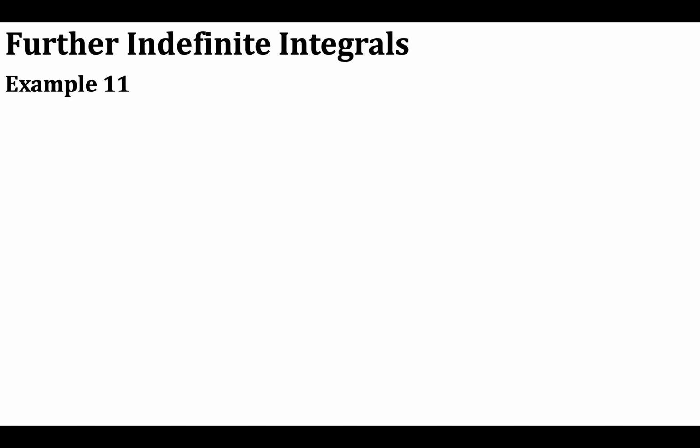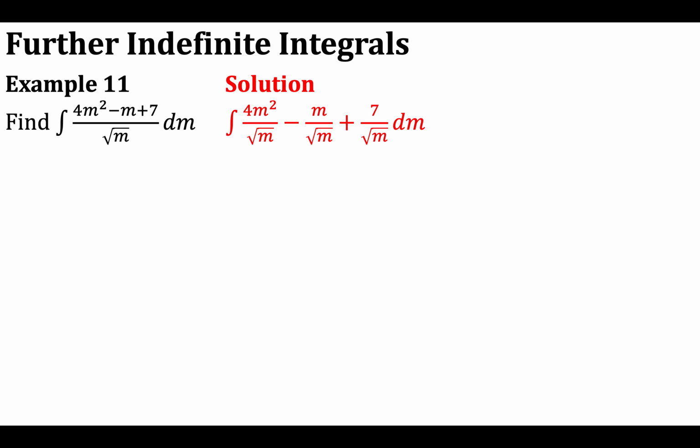Welcome back folks, and we'll look at example 11 now. We want to find the integral of 4m squared minus m plus 7 all over the square root of m with respect to m. So we need to remember that we've got a single fraction here, and before that became a single fraction, it was a sum of fractions with a common denominator here. So we've got 4m squared over root m minus m over root m plus 7 over root m. And we're integrating all of that with respect to m.